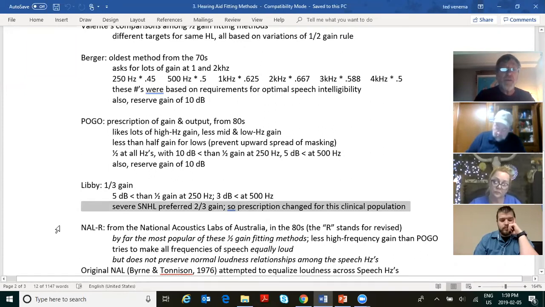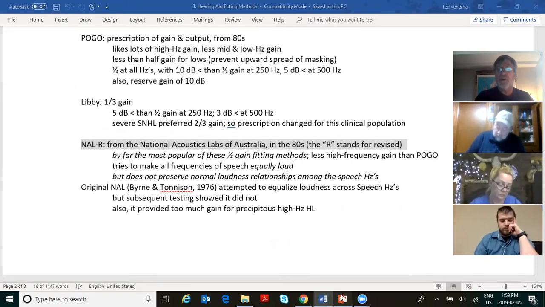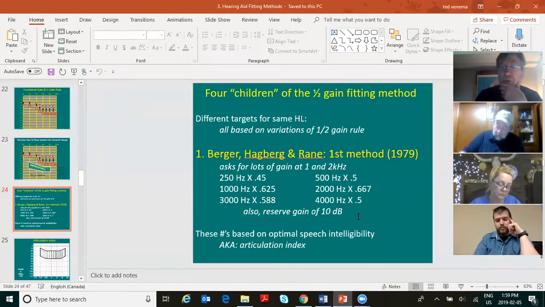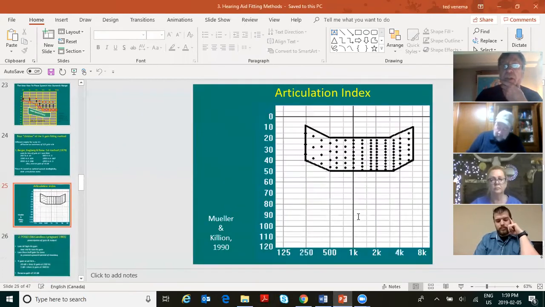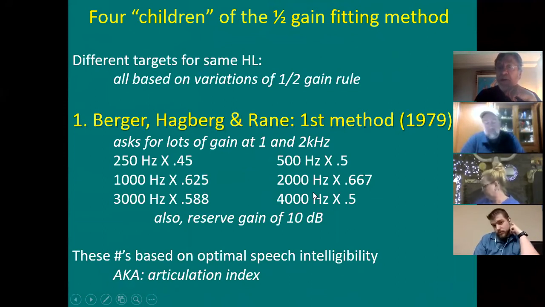Then came number 4, NAL-R. And NAL-R was kind of an interesting method. Let's look at NAL-R. So here's Berger, the first one. And the reason why Berger liked so much gain at 3,000, at 2,000, and at 1,000, the reason it liked it so much is because of this.